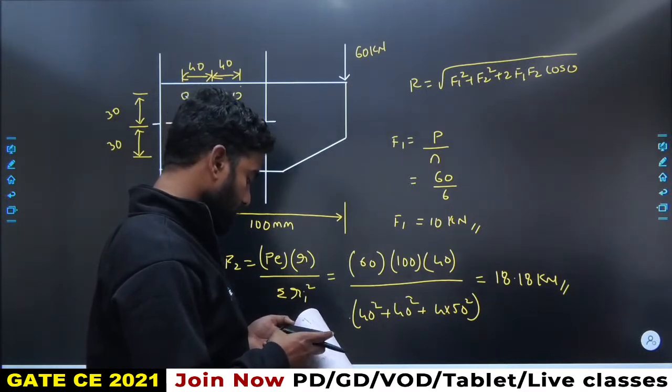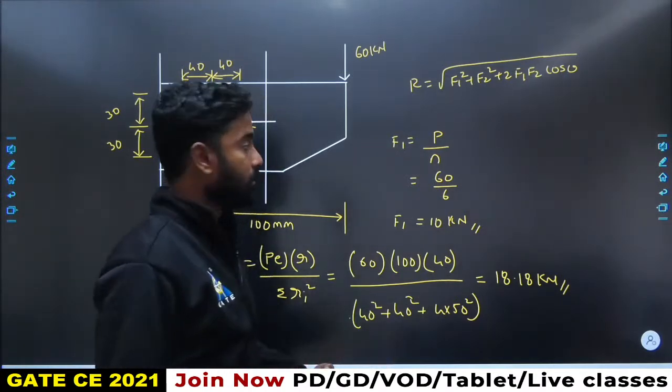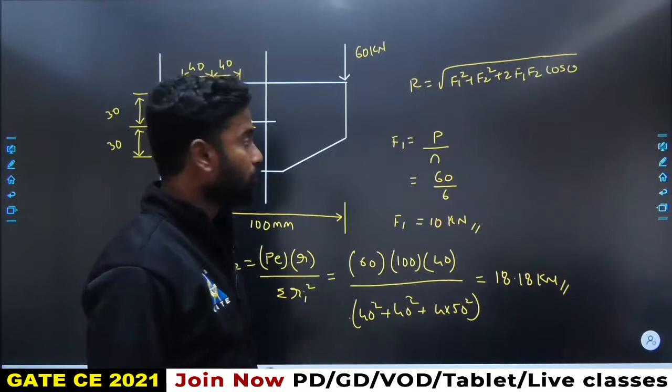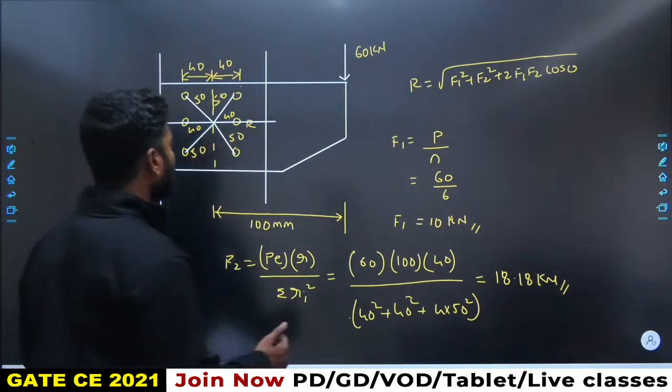So 60 multiplied with 100 multiplied with 40 divided by 13200 gives 18.18 kilonewtons. You got F1 and F2. Now the idea is to find theta. What is the value of theta?